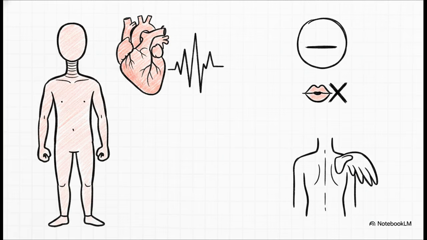On the flip side, if the patient has a transverse smile, maybe they can't whistle, and they've got asymmetric scapular winging with foot drop, that classic humeroperoneal distribution, that is absolutely facioscapulohumeral muscular dystrophy.